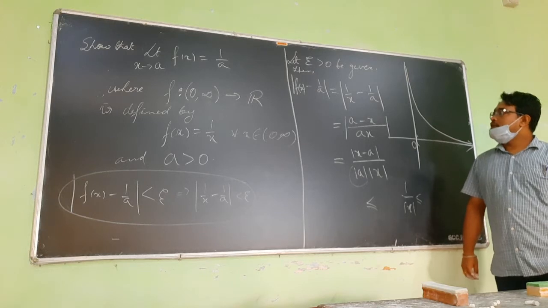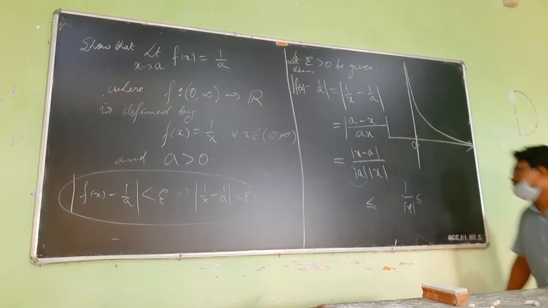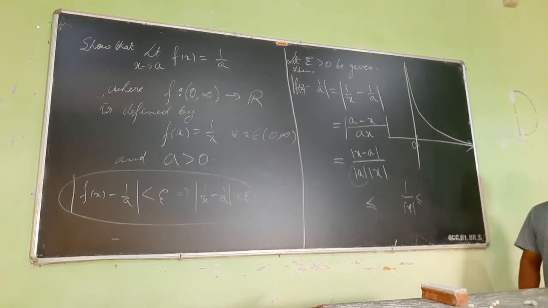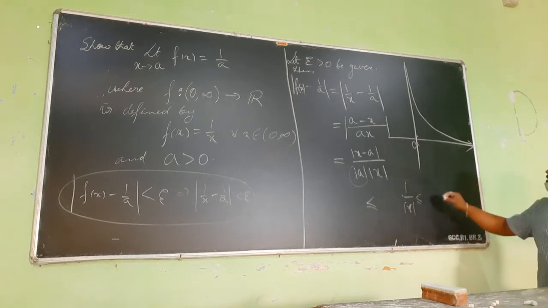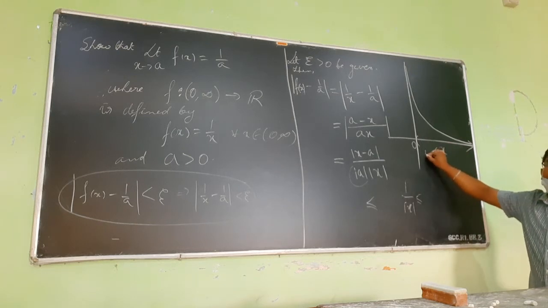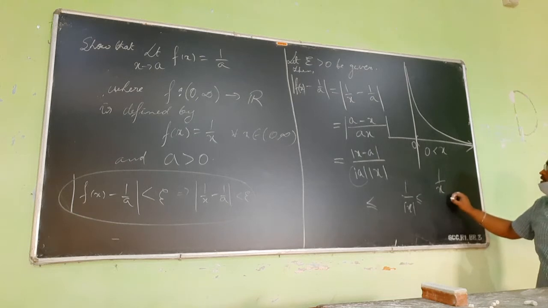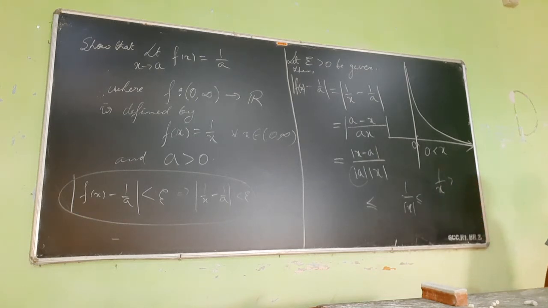I have to find the limit at x equal to a. 1 by mod x is always less than or equal to what? Mod a. Inside this domain, what happens? Inside this domain, x is always greater than 0. But so I cannot write 1 by x is greater than 1 by 0. Sir, 1 by mod x is equal to mod a.